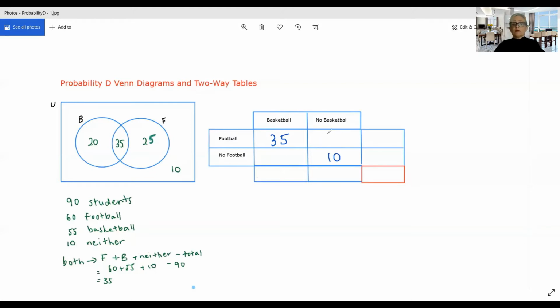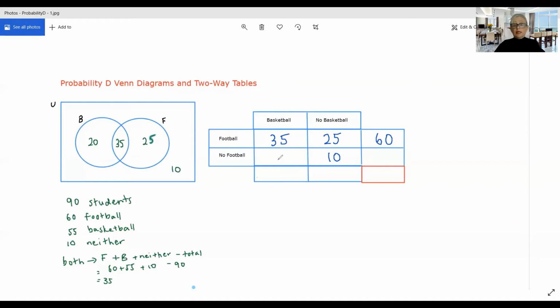Okay, the one that's going to go in here is going to be people who play football but don't play basketball. So they play football, but they're not in that intersection group. So that's this 25 people here. Now, just to check, 35 plus your 25 does equal your total who play football. So that's a great check there.